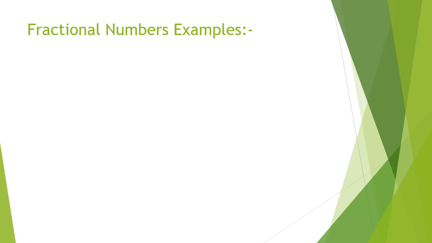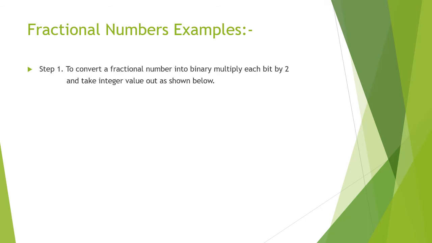Now how can we convert a fractional number? So these are the steps to convert a fractional number into binary. We have to multiply the fractional number by 2, and we have to write down the integer value.